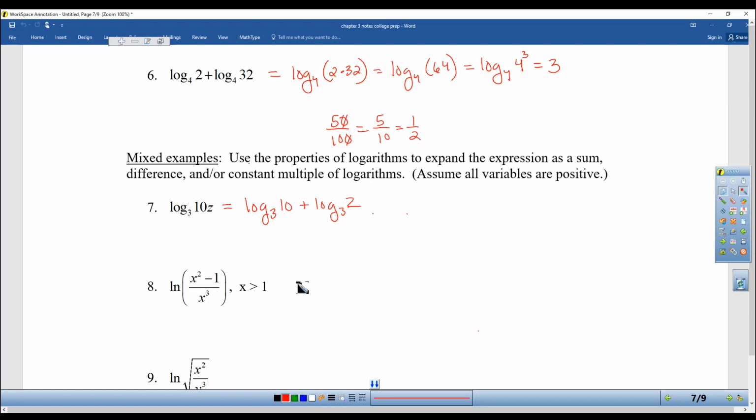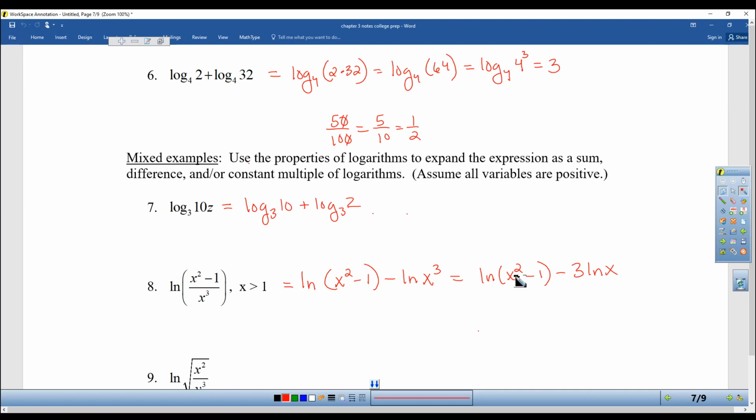On the next one, I have division, which I can change to subtraction. Natural log of x squared minus 1, don't forget your parentheses, minus natural log of x cubed. You can't leave the 3. You would only get partial credit for this problem because you can bring the 3 down.